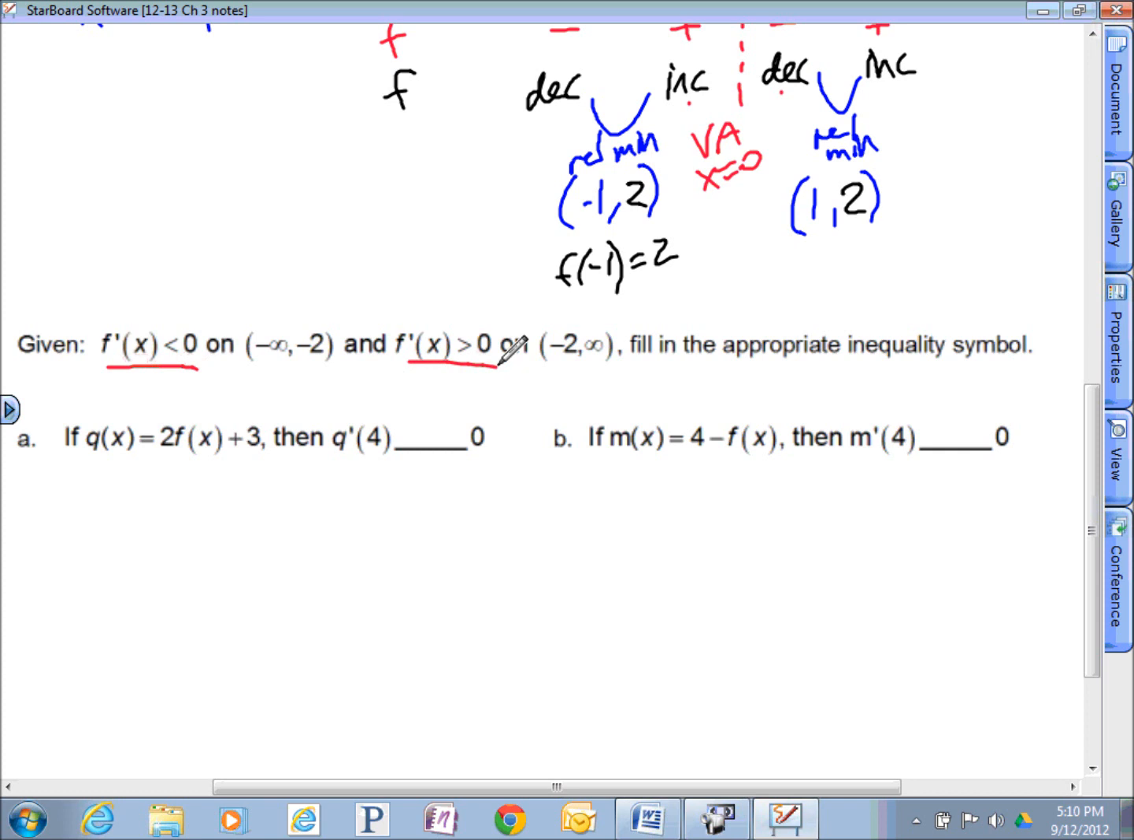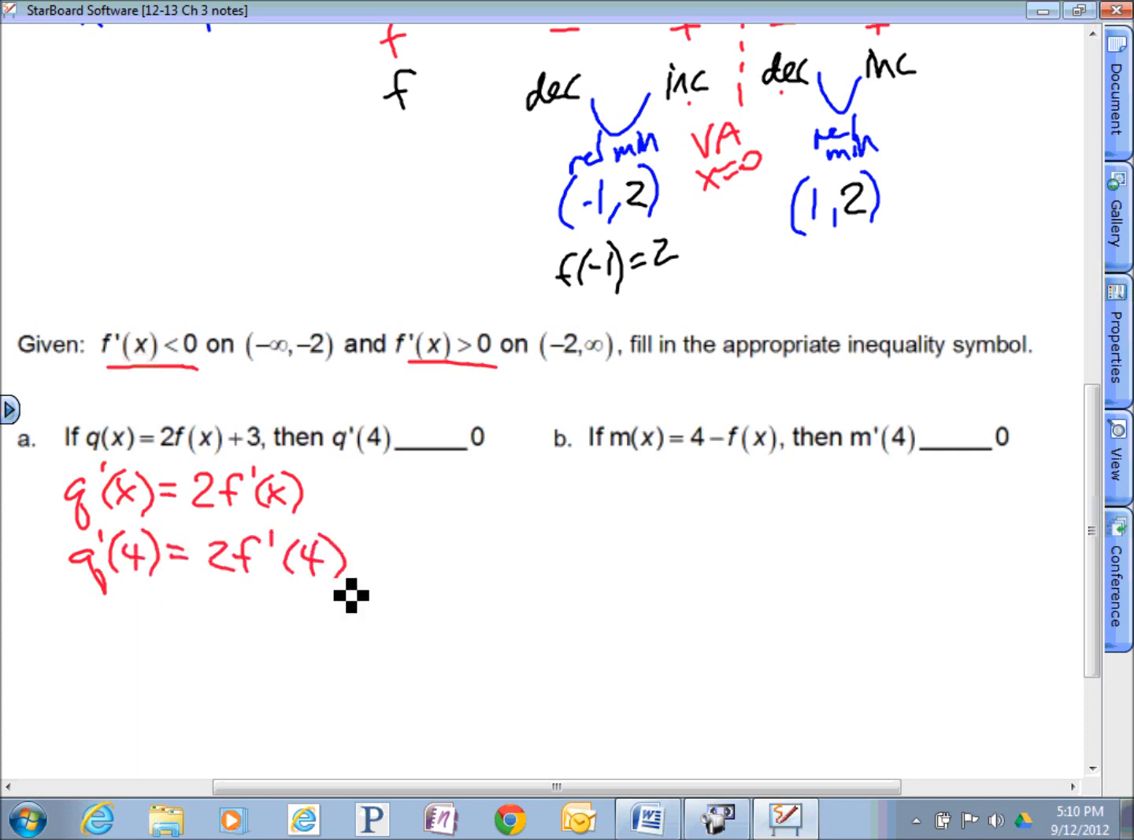Here's what I would do. q prime of x is 2 times f of x plus 3. Well, let's do this derivative. What is q prime of x? How about 2f prime of x, and the derivative of 3 would be 0. So all I did is I just did a simple derivative there. 2 times f of x, its derivative would be 2f prime of x. So q prime of 4 would be 2 times f prime of 4.